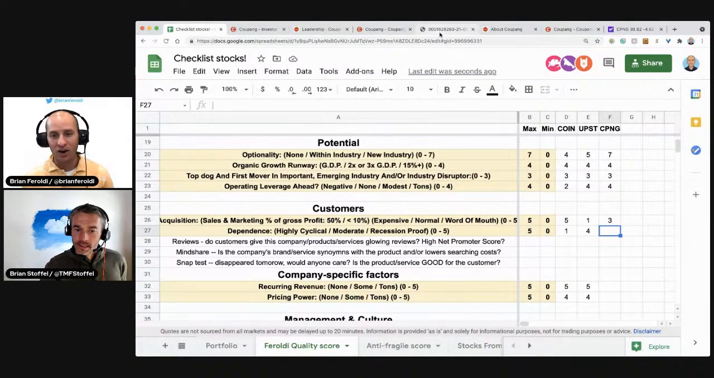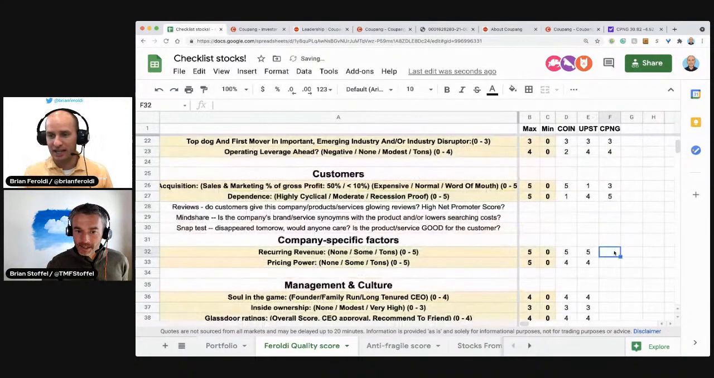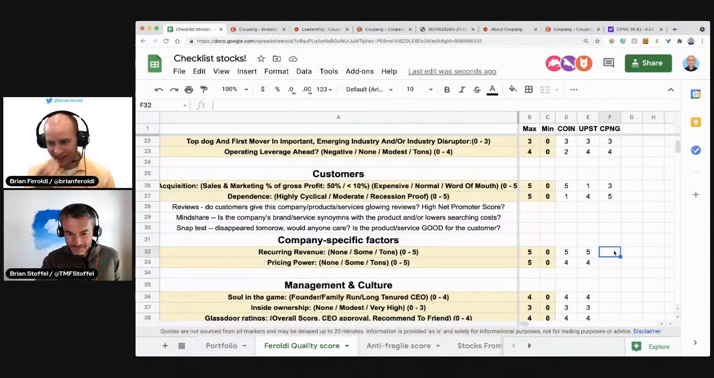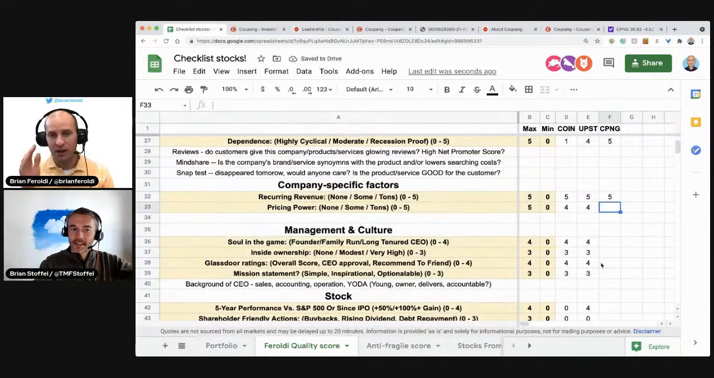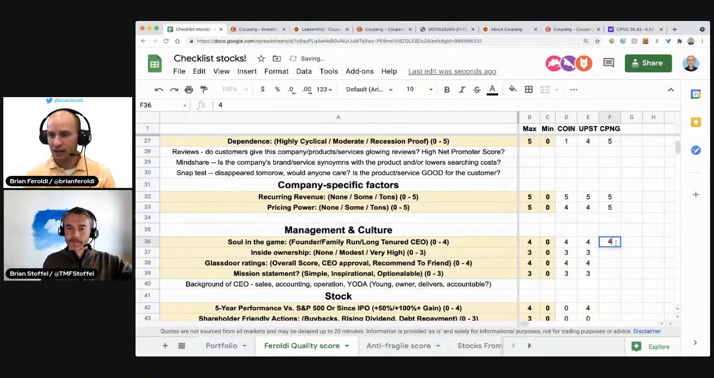Are they dependent once they're in? Yes. I mean, that's their mission statement: we will become your crack. Exactly. Is revenue recurring? Yes, it is. Does this company have pricing power? Could it raise prices? Yes, I could think so. Is the founder involved? Yep. Does he own a lot of stock? Yep.